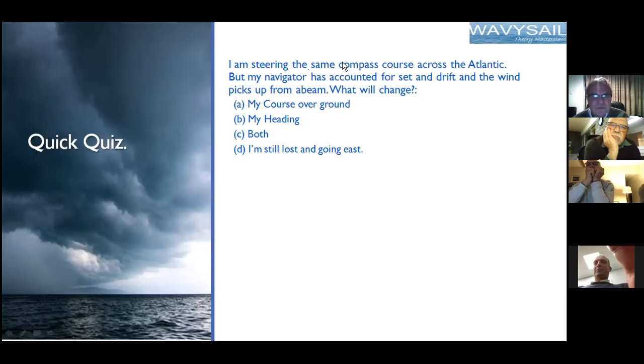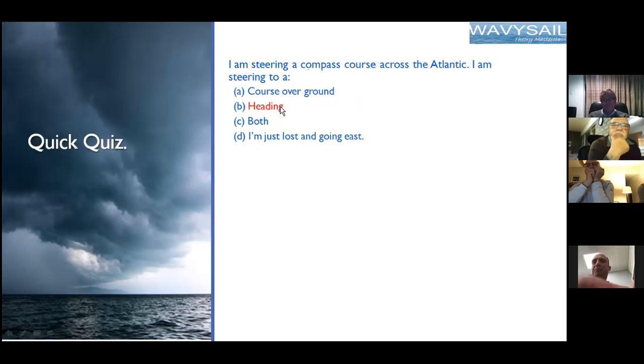Okay, remember your compass course is still being held, but now there is another force on your vessel. The wind coming from the side. What's going to change? Yep, looks like the right answers are coming up here. Francois is getting it right. Cornelius is getting it right. Anton's getting it right. Okay, so if we go back to question 1, it's a heading.